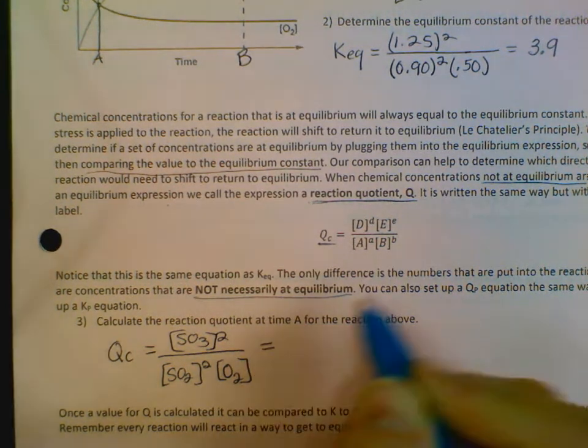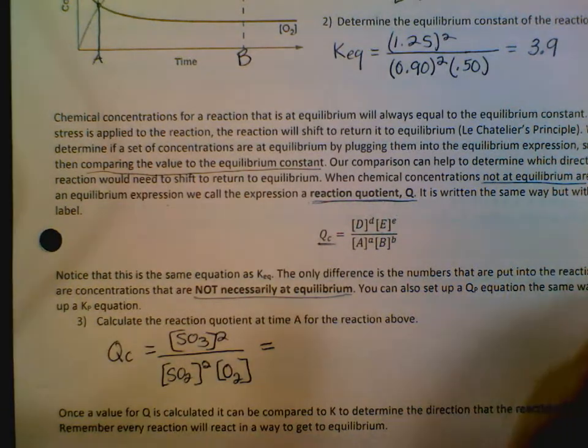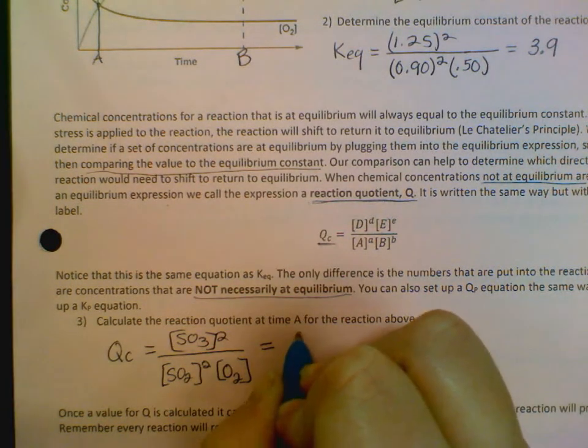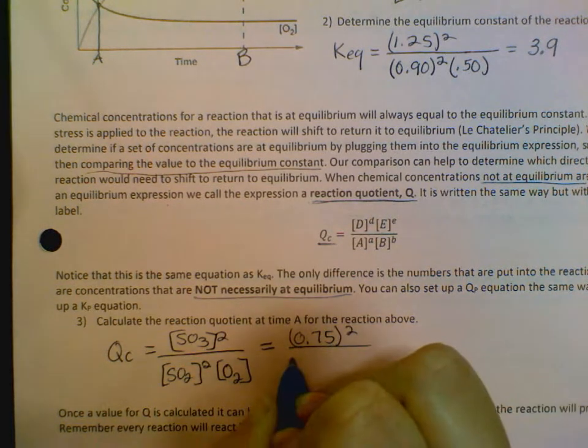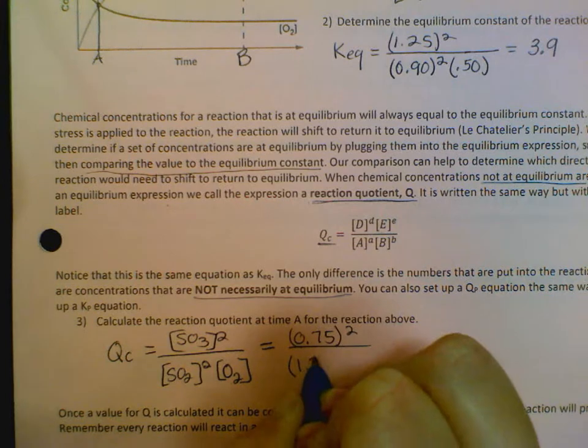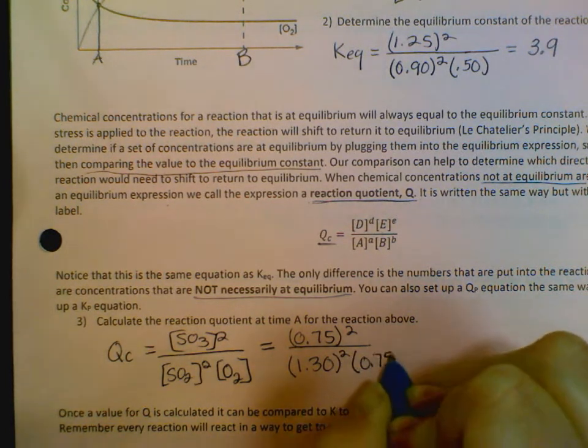And we're going to plug in the values from point A, time A in our graph. So at time A, our SO3 was 0.75. Our SO2 was 1.3. And our O2 was 0.75.